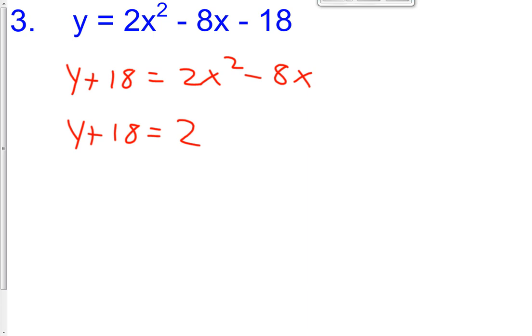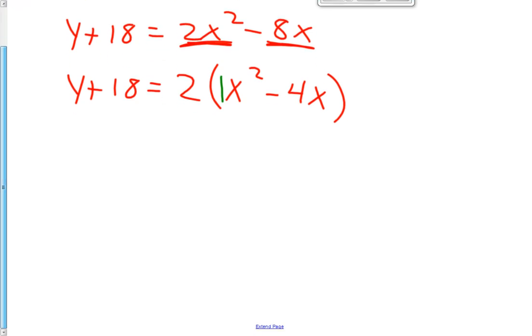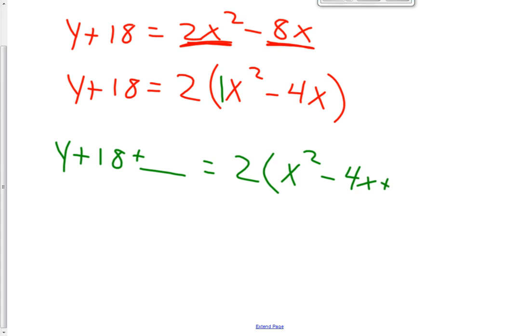Let's take out the 2. And now we have x squared minus 4x. You took a 2 out of this term, you took a 2 out of this term. Now you have a positive 1 in front of your x squared, and you have your x squared and your 4x on the same side. You are ready for your blank. So it's y plus 18 plus a blank. That equals 2 times the quantity x squared minus 4x plus a blank.